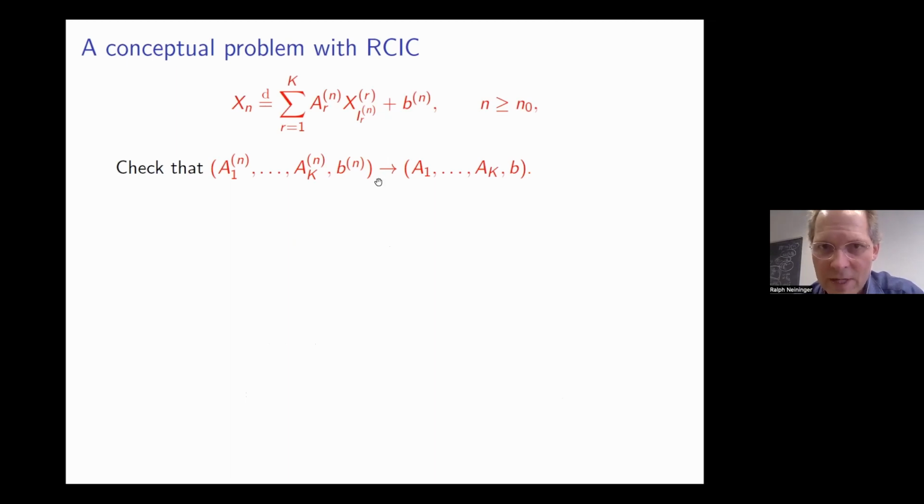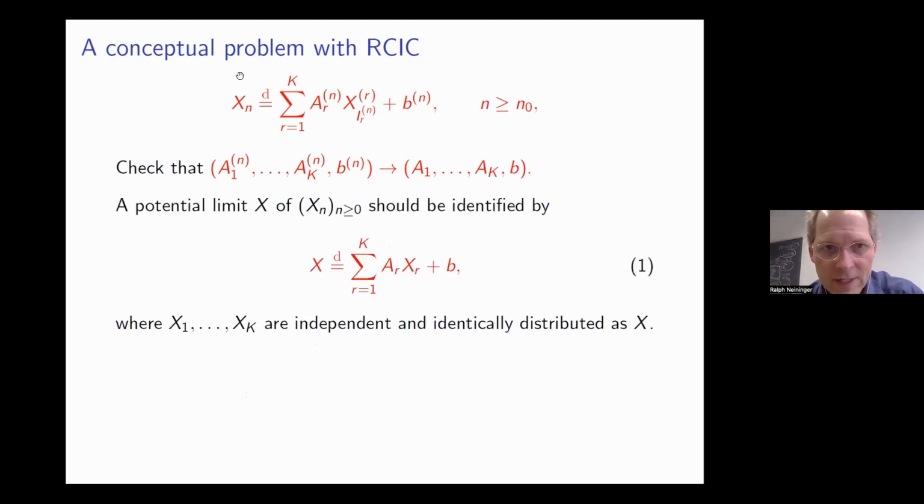But if there's a limit, then the idea is that this xn should converge to a random variable x in some sense, and this should be characterized in distribution if we just turn this equation to the limit. So if you go with n to the limit, we get x on the left and right hand side. We get here now the limits of the coefficients a, r, and b.